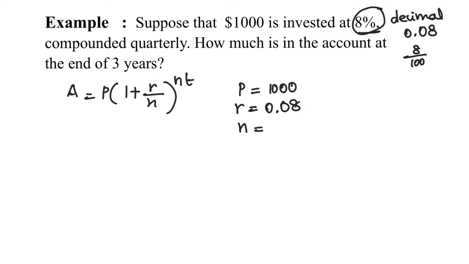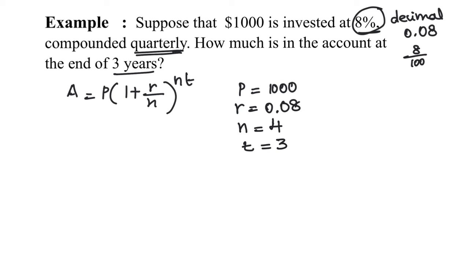n is the number of times it is compounded. So here it is compounded quarterly. So quarterly means there are 4 quarters. So n equals 4. Then t is the time in years. So 3 years. So t is 3.